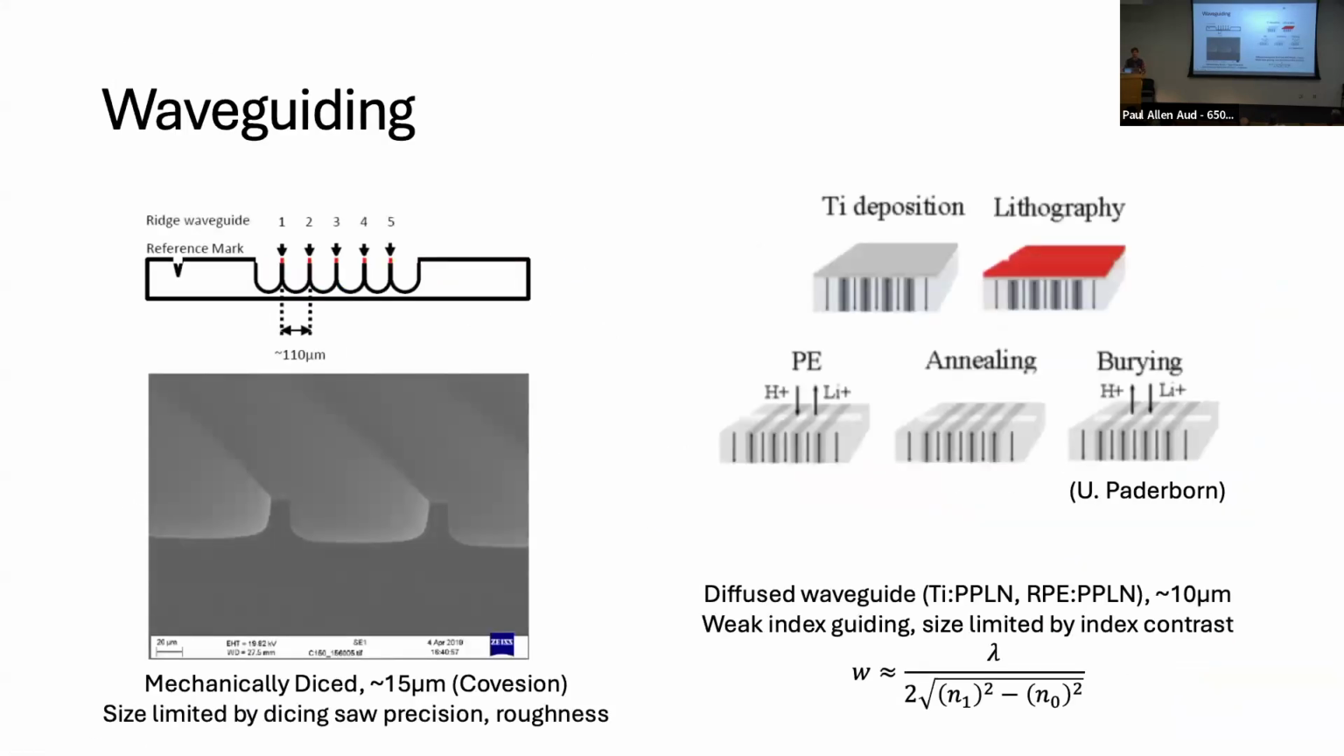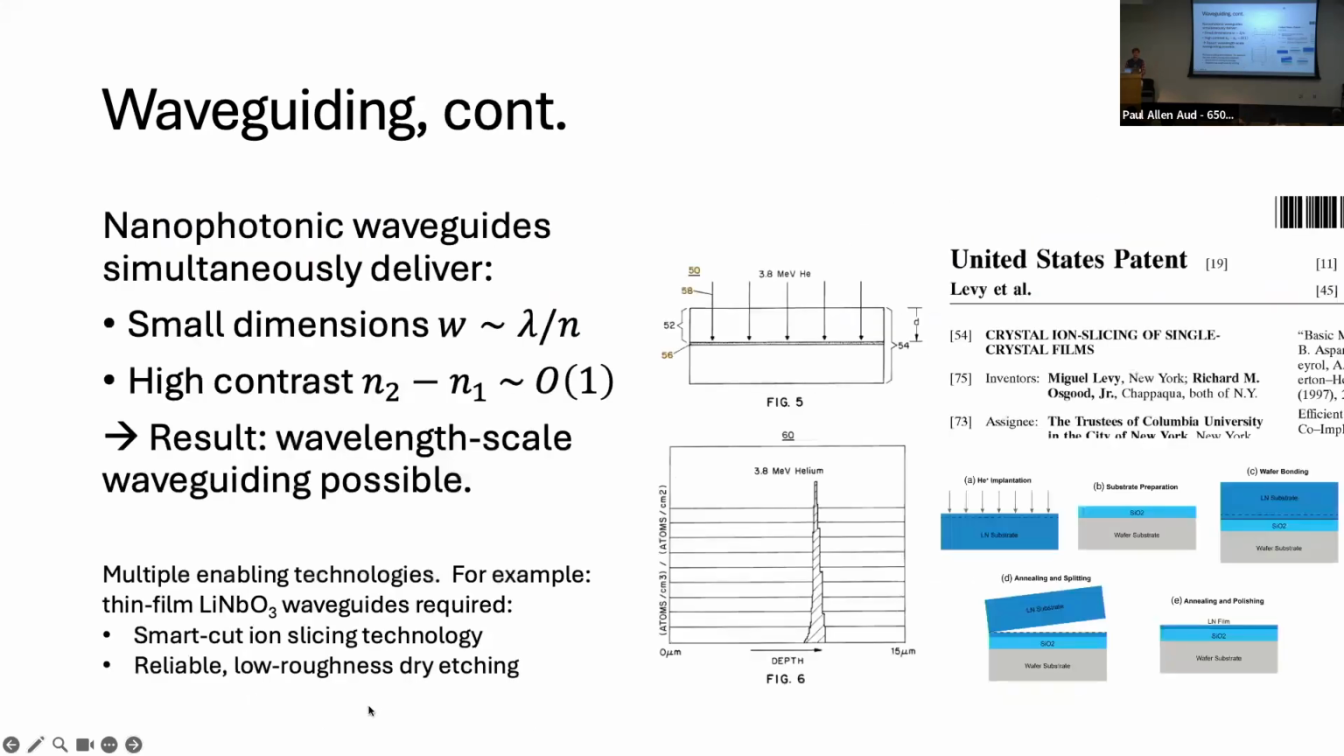The next advance came when people realized you can also inscribe waveguides into these nonlinear materials. This was first done with mechanical dicing and ion diffusion. A lot of that work was done here at Stanford. And that ends up giving you waveguides in both processes that are about 10 microns or so in size. And in the last decade, people have also realized how to do this with wavelength scale waveguides.